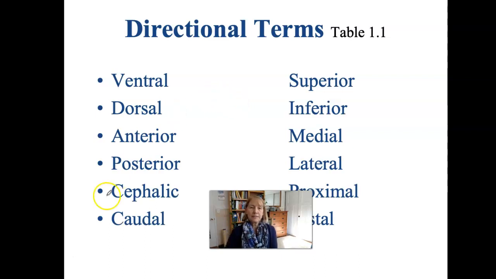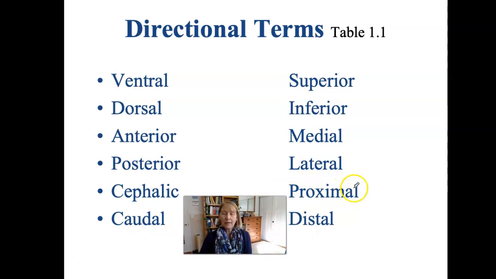Cephalic and caudal, cephalic towards the head and caudal towards the tail. And then proximal and distal have to do with these appendages that we have, like arms and legs. If you are trying to refer to whether it's closer to the insertion or farther away from the insertion, where it attaches to the body, then it's going to be proximal, closer to the insertion to the body, and distal, farther away from where that appendage inserts onto the body. So make a list of these and learn these.